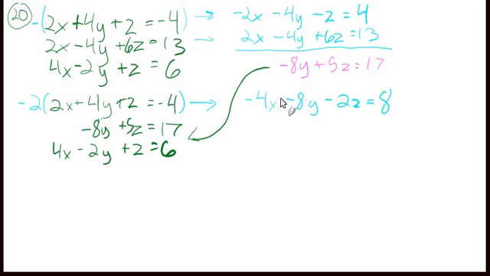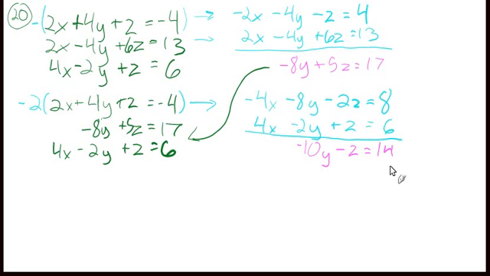And I'm going to take this thing and add it to this thing, because the 4x and the negative 4x are going to cancel. So 4x minus 2y plus z equals 6. I'm going to add them together. The result will be no x's, negative 10y, negative z, and 14.